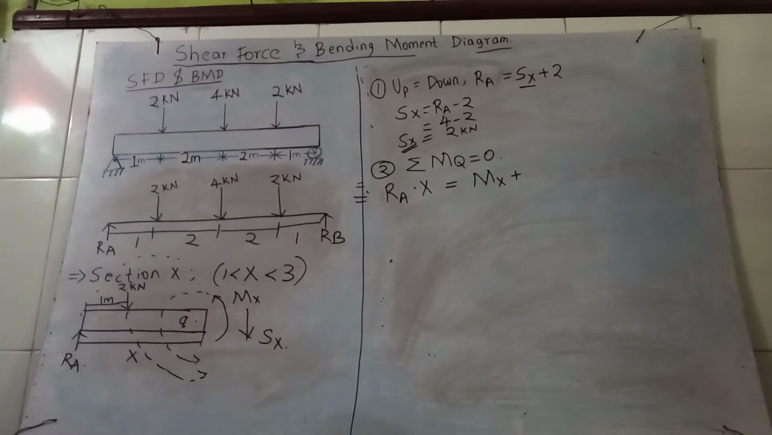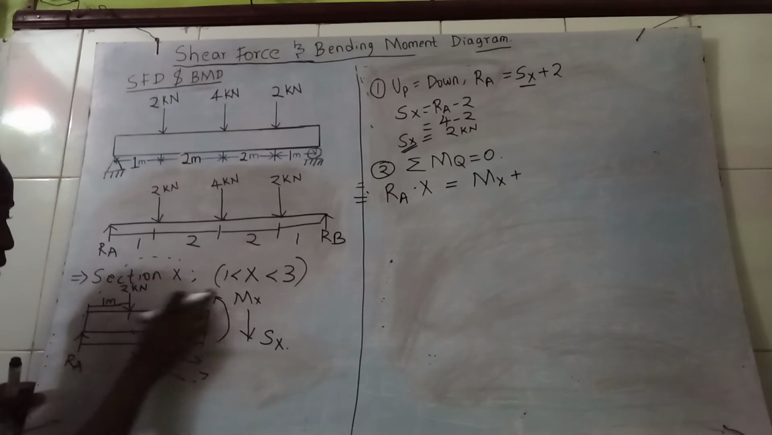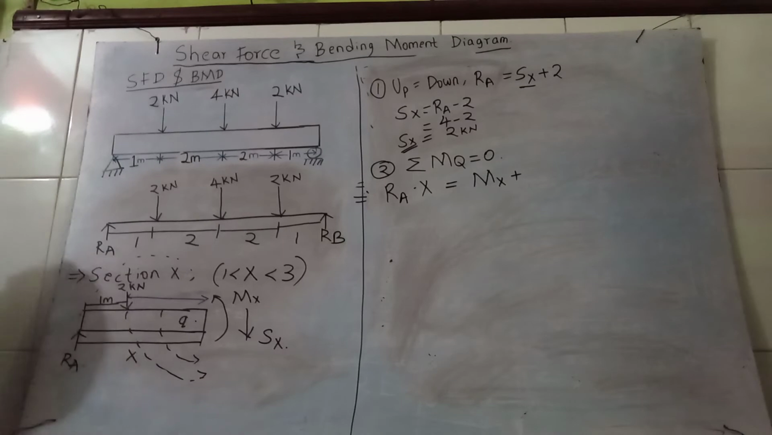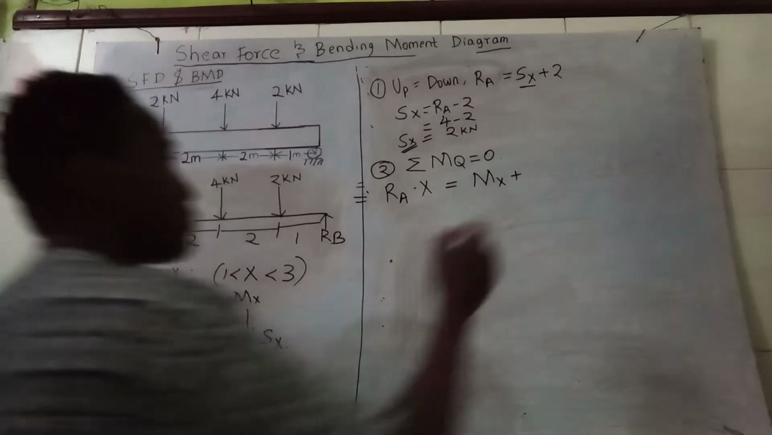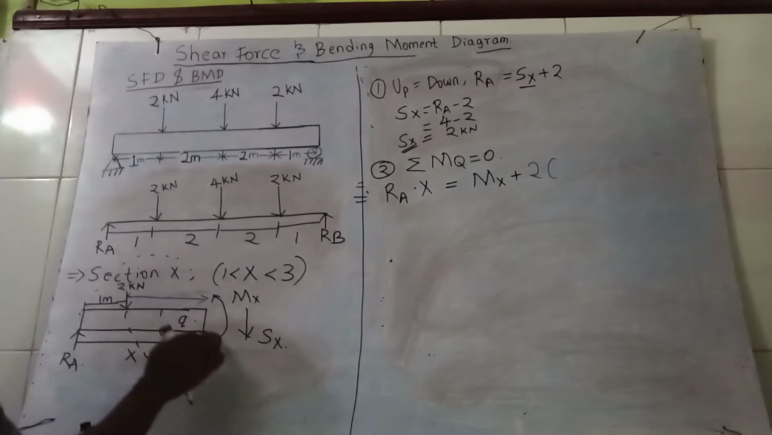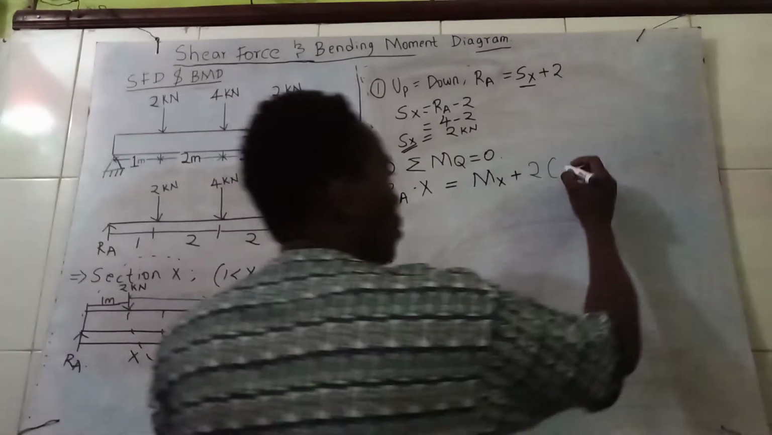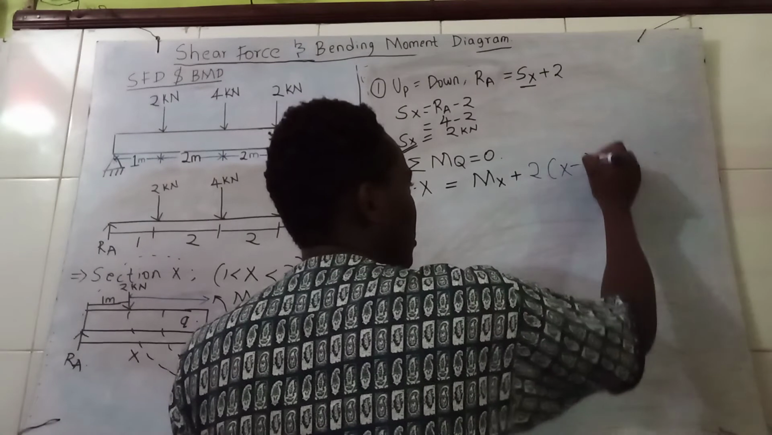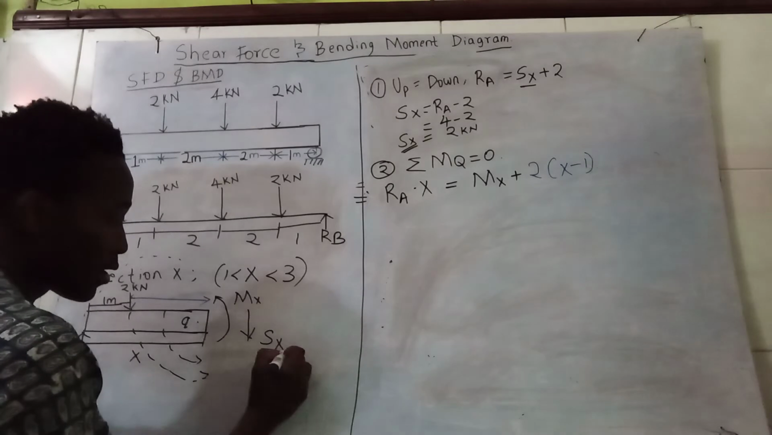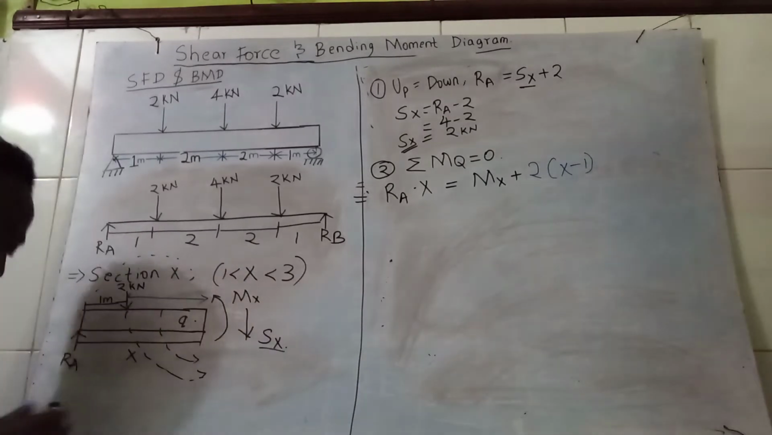So RA x is equal to M of x plus, for the 2 kilonewtons, we are going to consider this distance here with a blue marker pen. This is the distance that we are interested in. So it is given by 2 into bracket the whole distance x minus 1. Then we are not going to consider the S of x since the distance is 0.